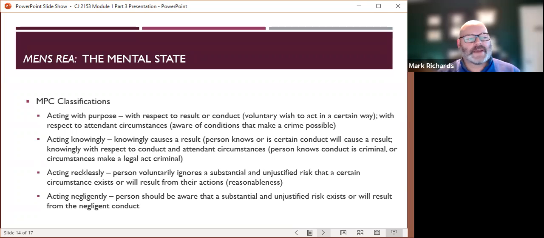The third class is acting recklessly. The person voluntarily ignores a substantial or unjustified risk that a certain circumstance exists or will result from their actions. The last classification is acting negligently. The person should be aware that a substantial and unjustified risk exists or will result from the negligent conduct.